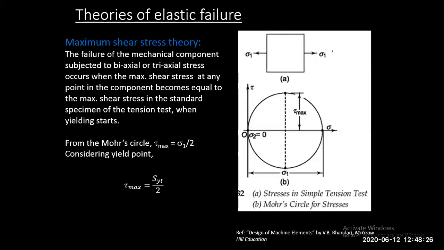In this, sigma 1, that is the axial loading condition itself, maximum shear stress is taken as sigma 1 by 2, or yield stress by 2, when you're considering the maximum shear stress. This is also seen in the Mohr circle, right? Which is perhaps studied in MOS.